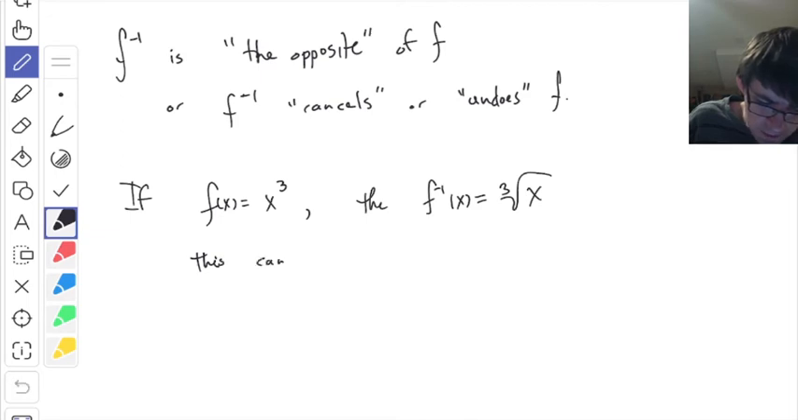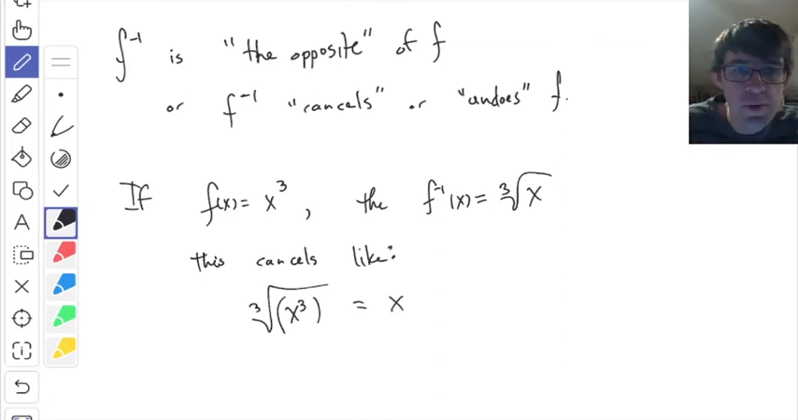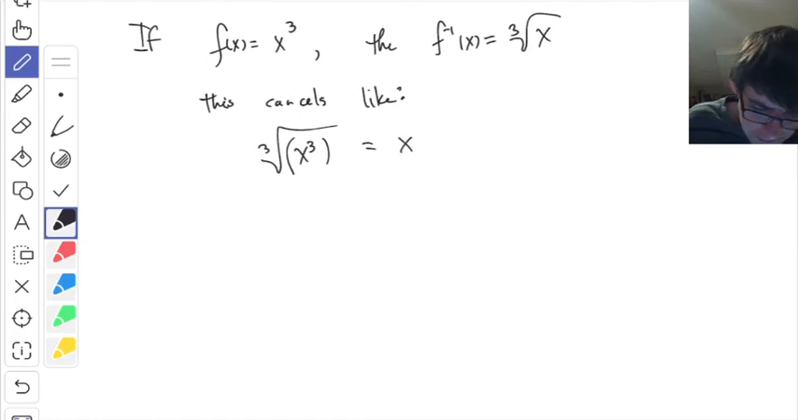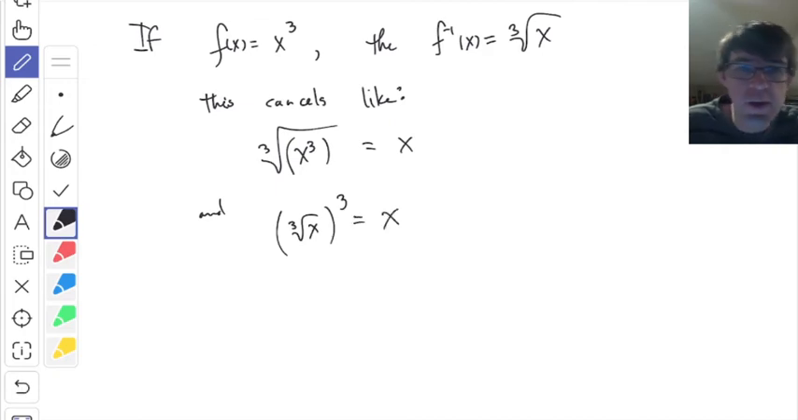The cancellation, specifically, the way in which it cancels is this: if you do x cubed and then take the cube root, what you end up with is x again. So if you start with x, you do x cubed, and then you do the cube root, you end up with x again. And it can cancel the other way around too. If you start with x, do the cube root, and then cube it, you get back to x. This is the kind of cancellation or undoing that I was talking about before.